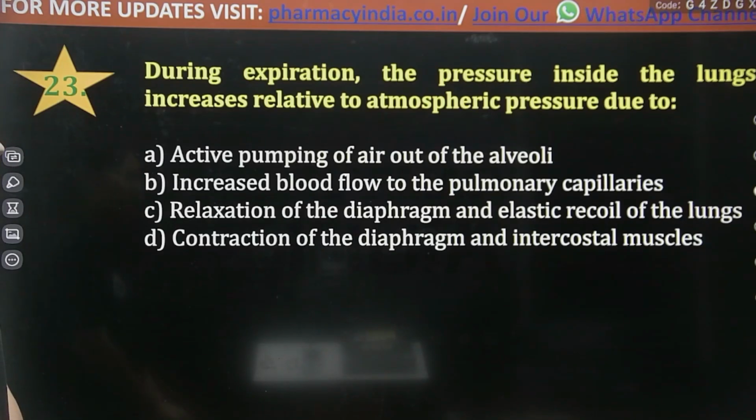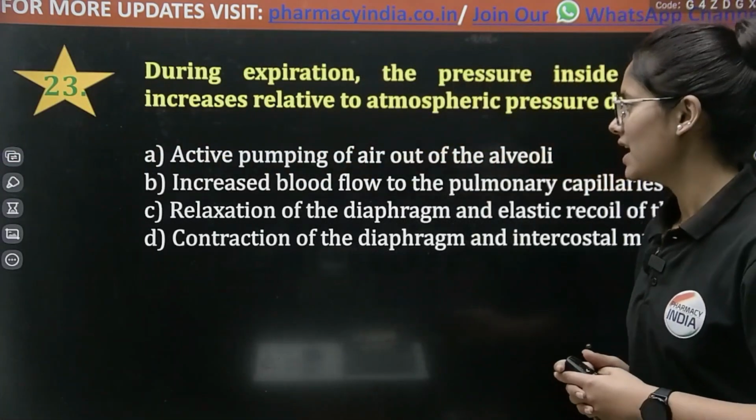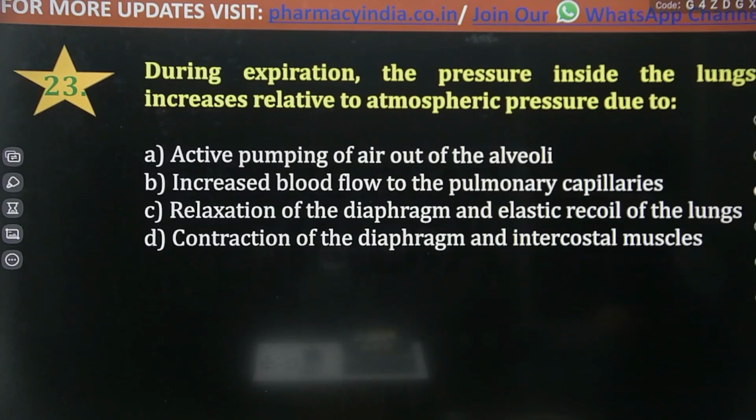During expiration, the pressure inside the lungs increases relative to the atmospheric pressure due to, I have already told you about this: active pumping of air out of the alveoli, increased blood flow to the pulmonary capillaries, relaxation of the diaphragm and elastic recoil of the lungs, or contraction of the diaphragm and intercostal muscles. Basically, during expiration, the pressure inside the lungs increases relative to atmospheric pressure due to the relaxation of the diaphragm and elastic recoil of the lungs. Clear?